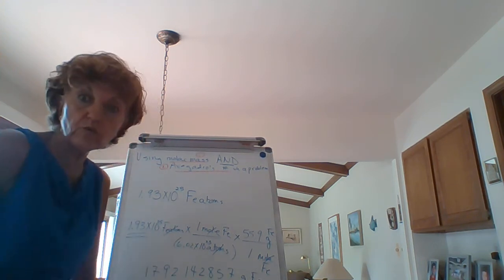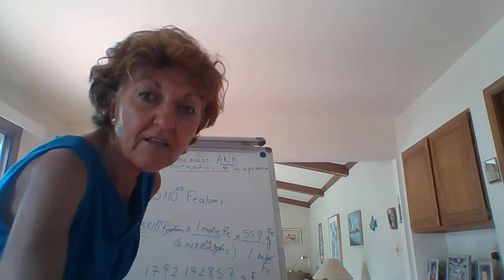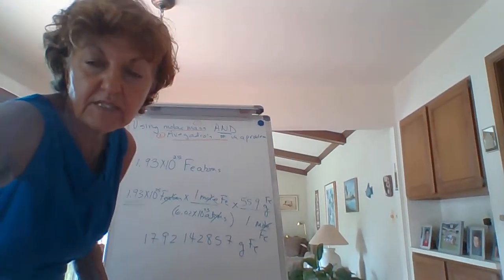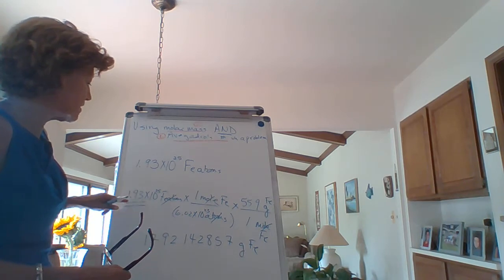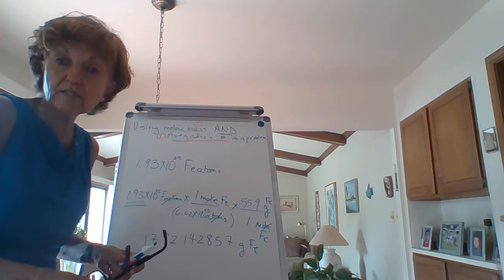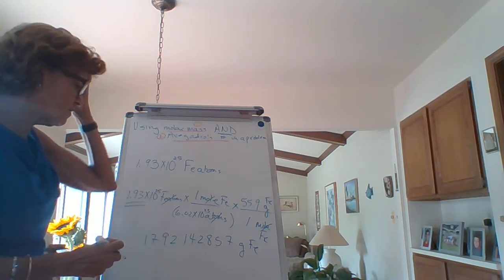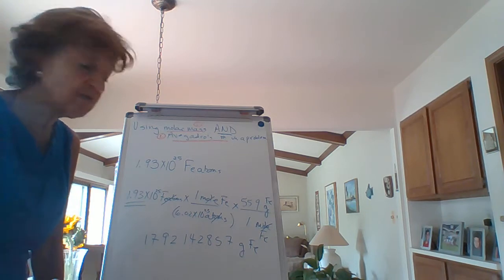1,792.142857 grams. Now, you know, probably, hopefully, definitely, that you can't leave that many sig figs because we are limited by the measured quantity. Our measured quantity was 3 sig figs, 1.93 is 3 sig figs. So I need to round this to 3 sig figs. The best way to do that is to first switch it to scientific notation.